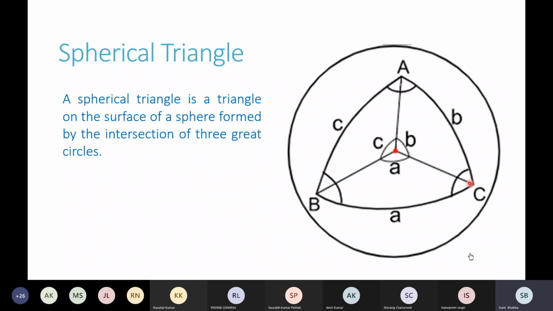Okay, sorry beta, sorry for the interruption. There was an important call for tomorrow. Anyway, so we'll continue now about the spherical triangle. Any doubts till now, beta? No, sir. Okay, great.